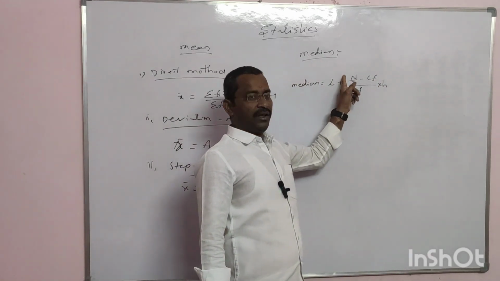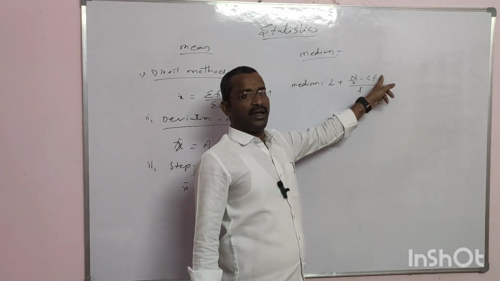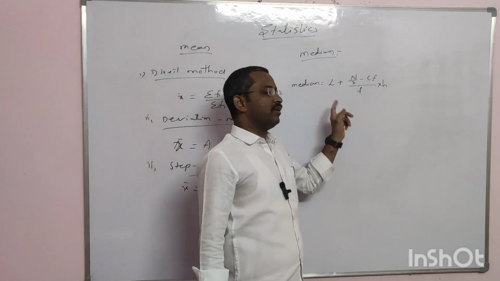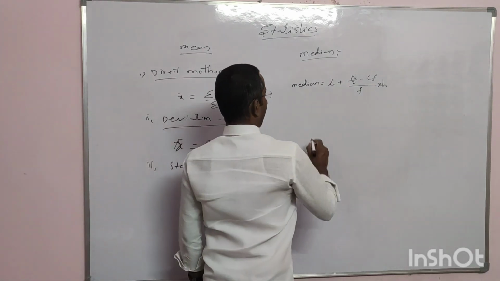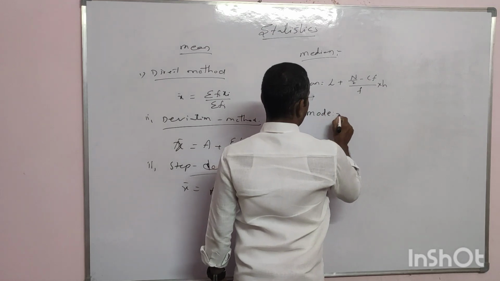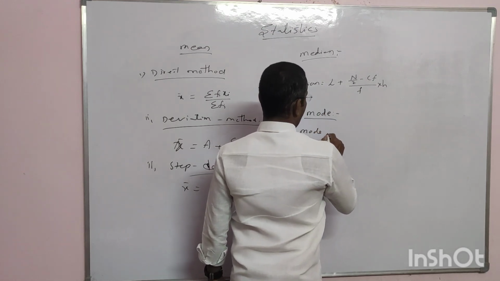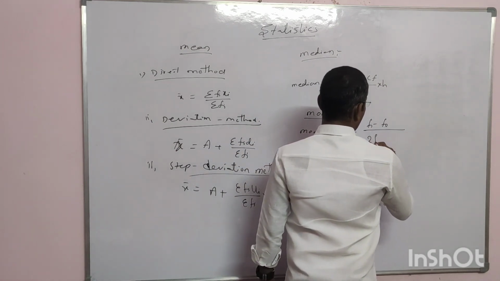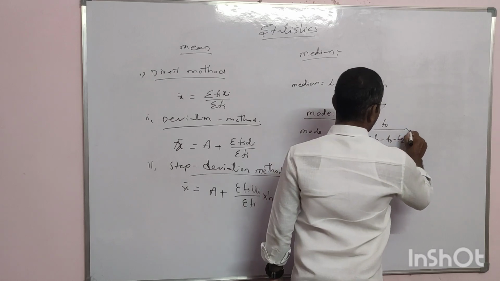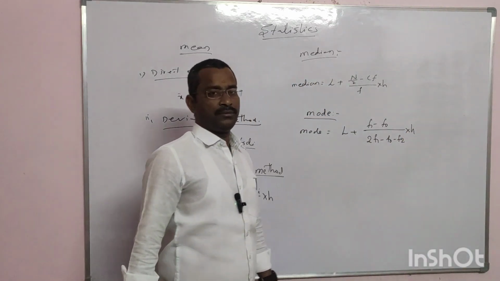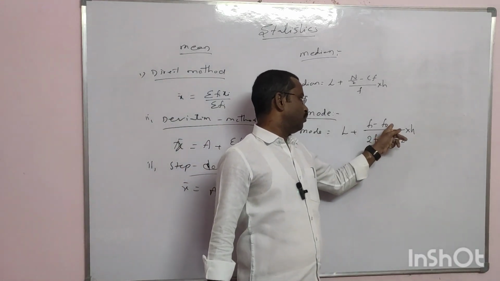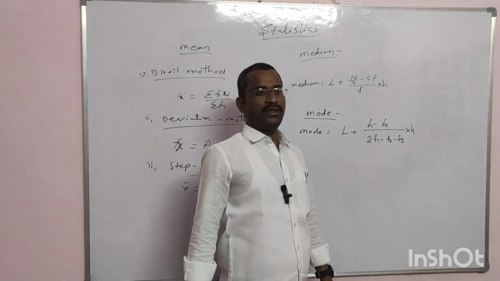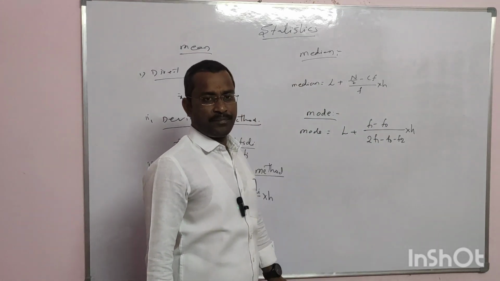N stands for the sum of the frequency, Cf is the cumulative frequency of the previous class, f is the frequency of the selected class, h is the height of the class, L is the lower boundary. And next, mode. What is mode? Mode is equal to L plus (f1 minus f0) by (2f1 minus f0 minus f2) into h. And f0 is the preceding class of the selected class, f1 is the selected class, f2 is the next class of the selected class, L is the lower boundary.